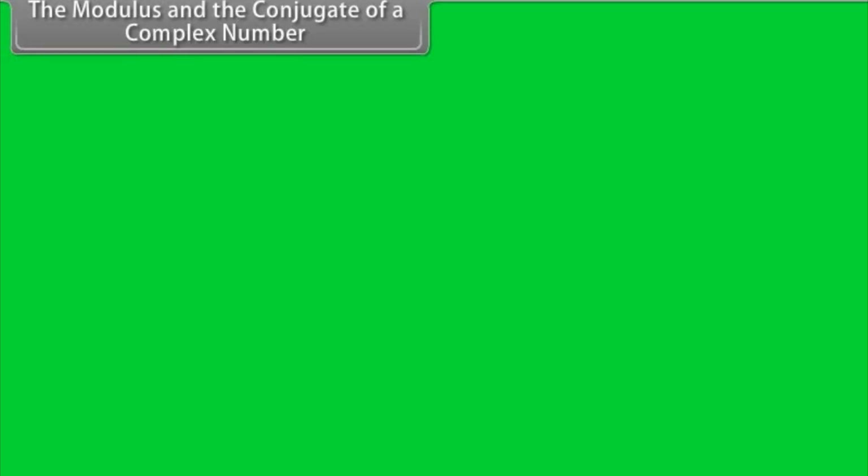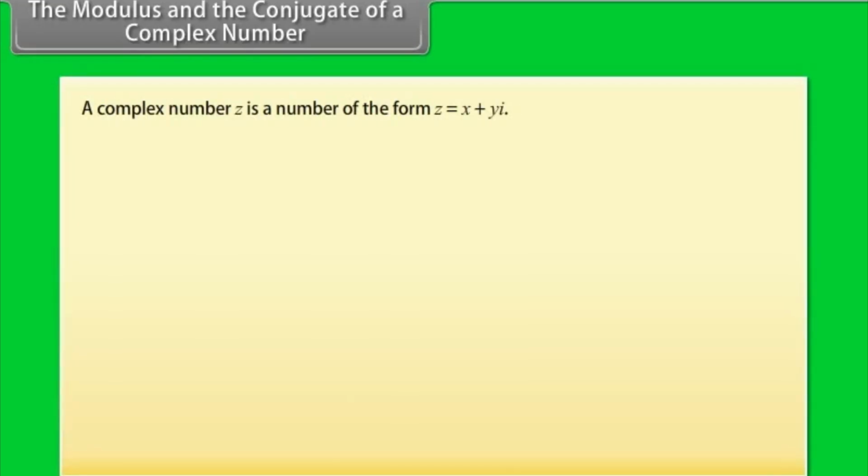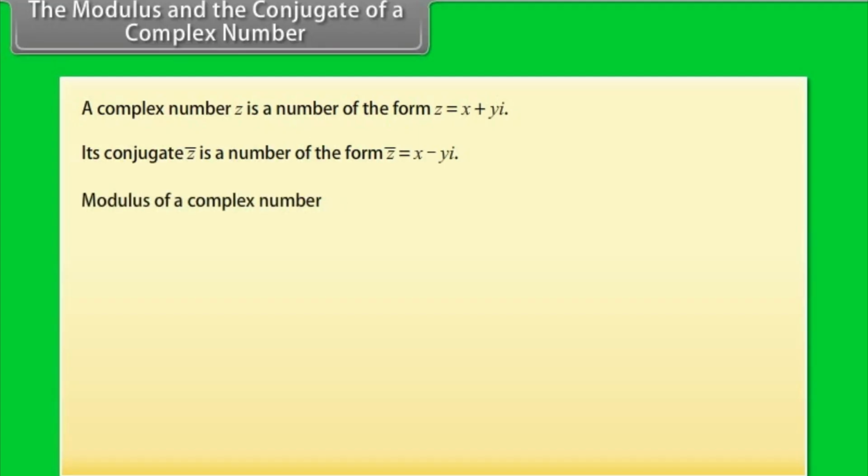The modulus and the conjugate of a complex number. A complex number z is a number of the form z is equal to x plus y iota. Its conjugate z bar is a number of the form, that is, z bar is equal to x minus y iota. Modulus of a complex number.